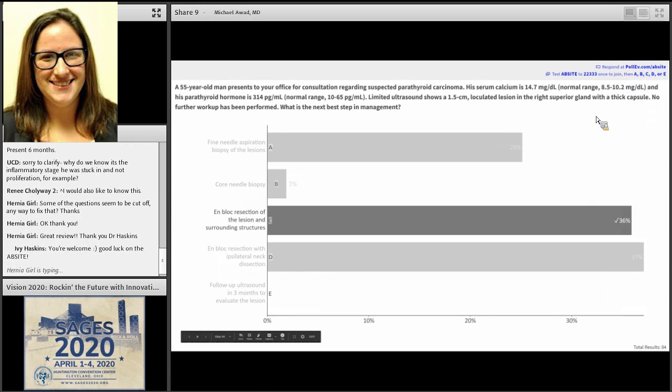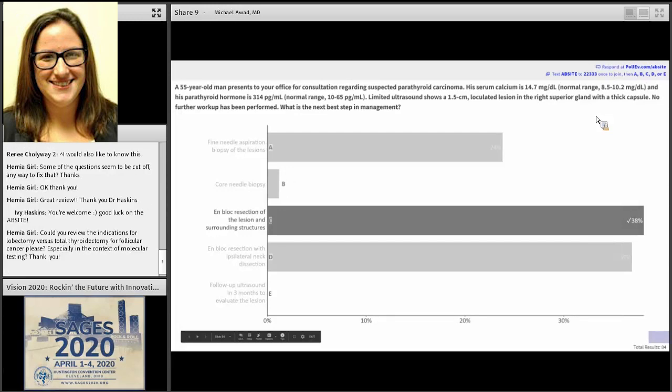Okay, a little bit of debate on the answer of this question. The correct answer is en bloc resection of the lesion and surrounding structures. So in this patient, you're already suspecting parathyroid carcinoma, so following up in 3 months is not appropriate. There's no reason to biopsy. It's actually contraindicated because it can seed the biopsy tract and because the tissue that you get from the biopsy usually isn't sufficient. Additionally, a neck dissection is not indicated if there's no obvious nodal disease.